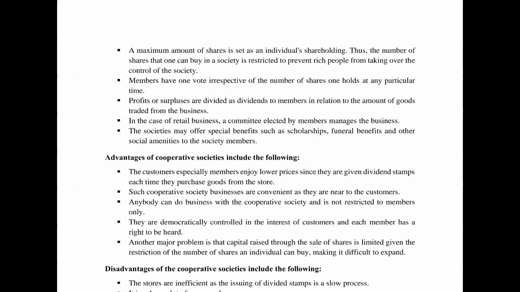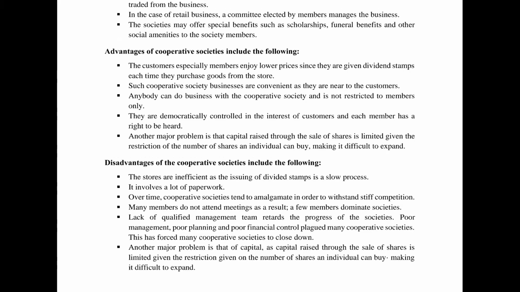A maximum amount of shares is set as an individual shareholding. For the cooperative, you cannot have whatever number of shares that you want. It's not like in a public limited company. Here there is a limited number of shares that you can buy. And the members have at least one vote, irrespective of the number of shares that they have. Basically, that is what happens.